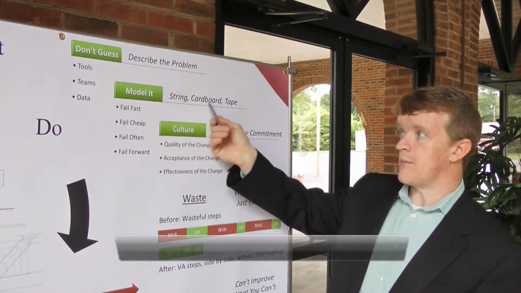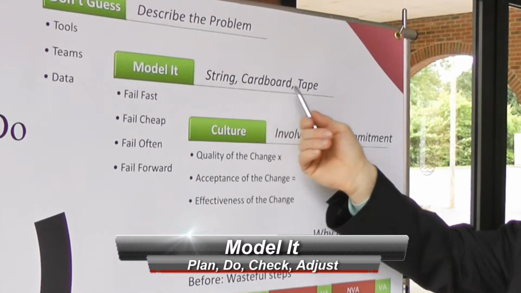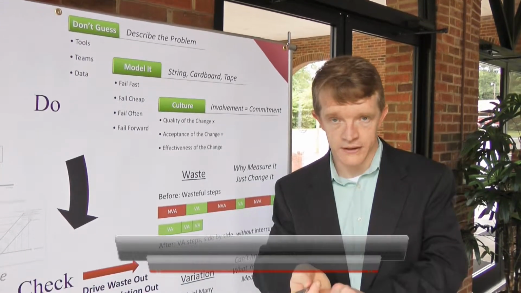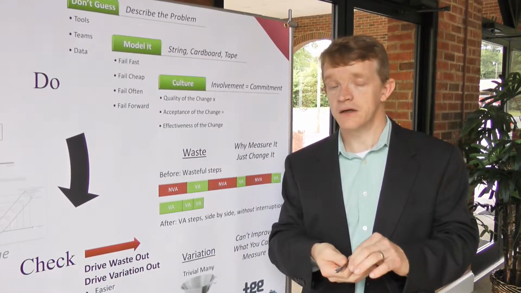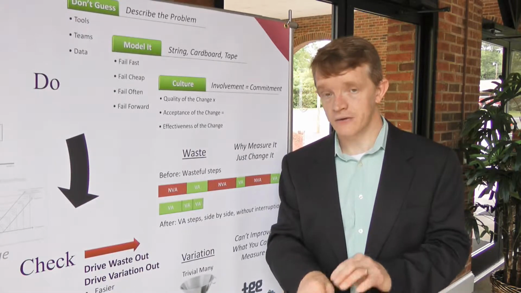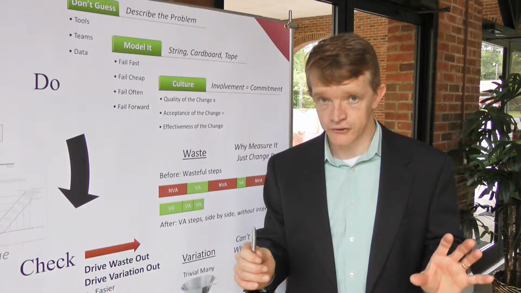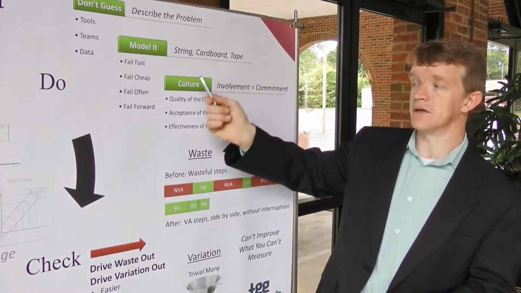The second one is to model it. So we recommend getting string, cardboard, and tape, and we can model almost anything, whether it's a form on an internet page or a website. It could be a form in email. It could be a fixture, a plant layout, an operating room of where our tools are for a surgical procedure. We're going to want to use string, cardboard, and tape and model it.